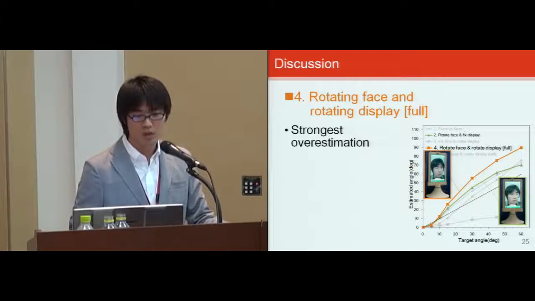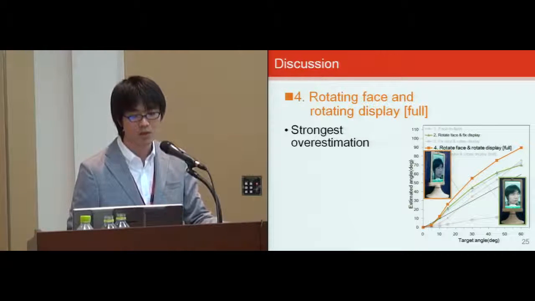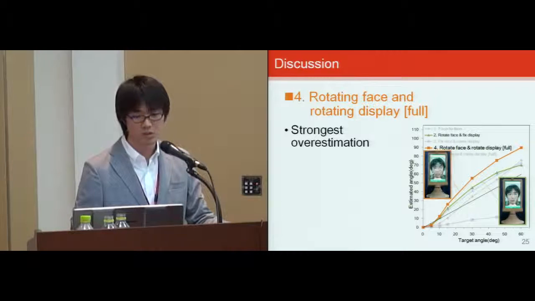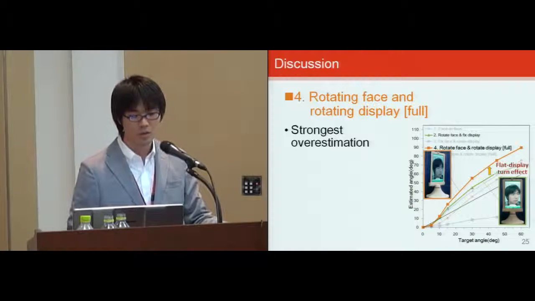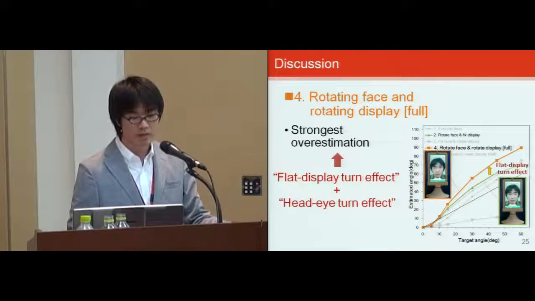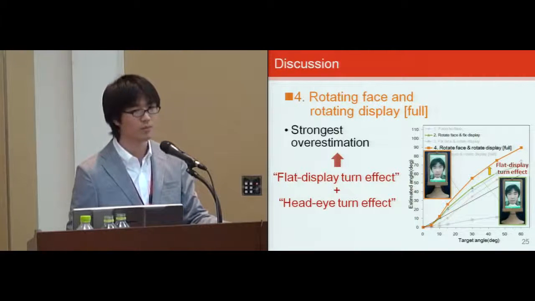Comparison between condition 4 and condition 2 indicates that the rotation of the display has the effect of shifting the subject's estimation in the same direction as the rotation of the display. We call this effect the flat display turn effect. We think this strongest overestimation is due to a combination of the display turn effect and the head-eye turn effect.